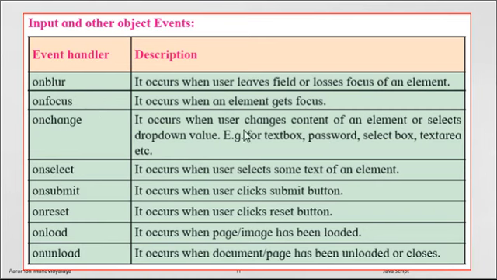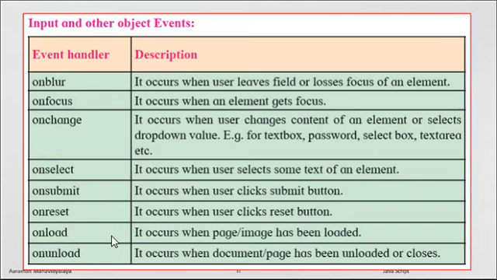OnChange. It occurs when user changes content of an element or selects drop down value. For example, text box, password, select box, text area, etc. Next event is onSelect. It occurs when the user selects some text of an element. Next event is onSubmit. It occurs when user clicks submit button. Next event onReset. This event occurs when the user clicks reset button.